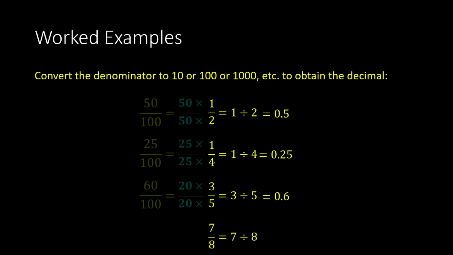And for 7 over 8, this is a trickier example. We multiply top and bottom by 125, giving us 875 over 1000, and then allowing us to deduce that 7 over 8 equals 0.875.